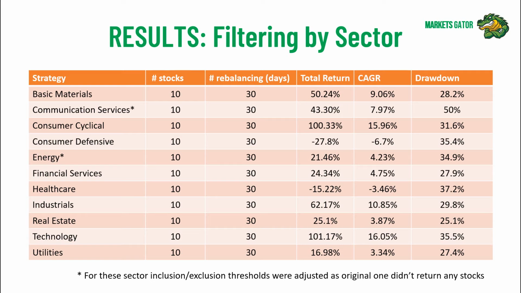There are only 2 sectors where this strategy fares pretty well. It's consumer cyclical and technology. There it beats the market in terms of annual returns, around 16% each. But the drawdown is also bigger than the market's, 31.6 and 35.5% respectively. On the other side of the spectrum, we have consumer defensive stocks. There, the strategy is actually losing money.